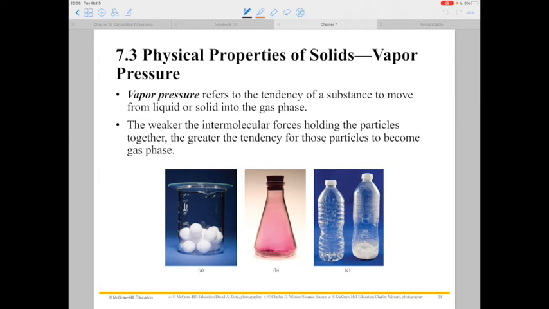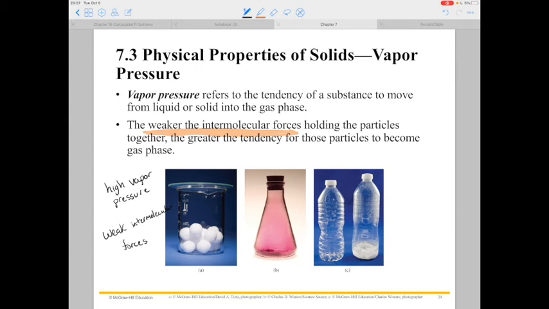vapor pressure. These are actually sort of the opposite trend of what we've seen before, where the weaker the intermolecular forces are, the higher the vapor pressure. So high vapor pressure means weak intermolecular forces.